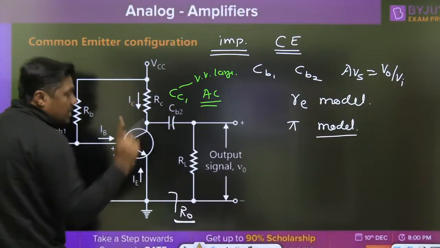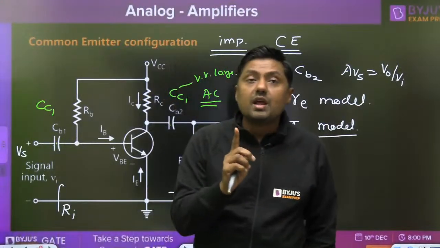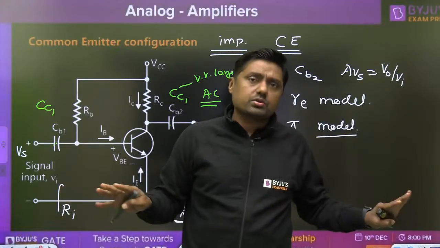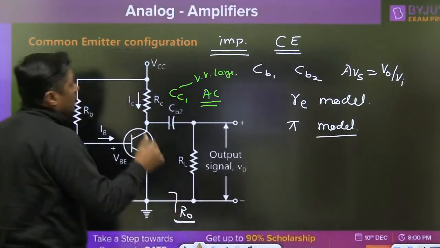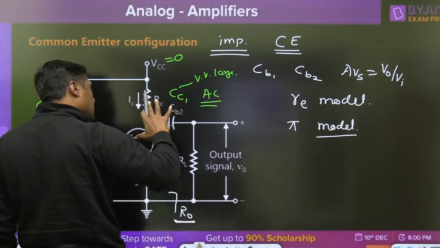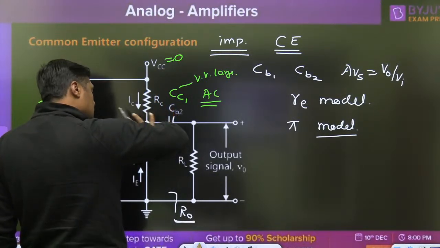During AC analysis, remember, transistor is in active region, and that's why we are simply making all the DC sources equal to 0. But remember, when we are making the DC sources 0, the transistor is in what? No doubt, active region. It is in active region.